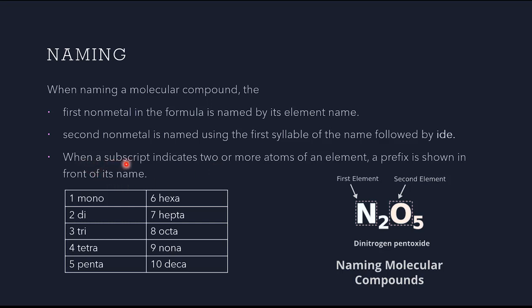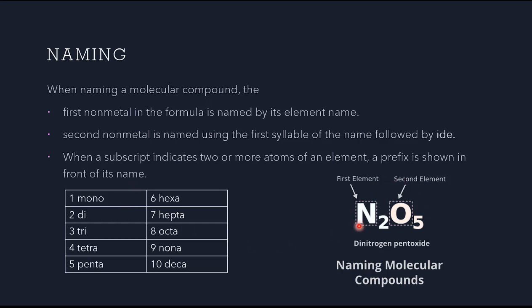So, when a subscript indicates two or more atoms of an element, a prefix is shown in front of its name. So if there's one, it's mono, two di, three tri, four tetra, five penta, hexa, hepta, octa, nona, and deca. Again, this table will be given to you on the test, so you don't have to memorize that 7 means hepta, but just be able to recognize how to use the table.